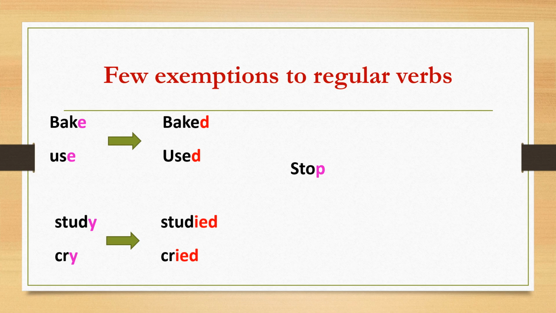If the base of the verb ends with a consonant, then a vowel, then a consonant, like in stop, S-T-O-P, or plan, P-L-A-N, consonant, vowel, and consonant, we usually double the last letter, then add an ed. For example, stopped, double p, then ed. Planned.